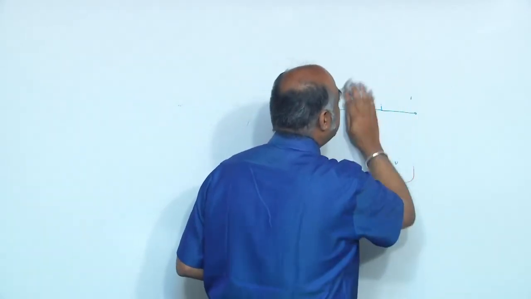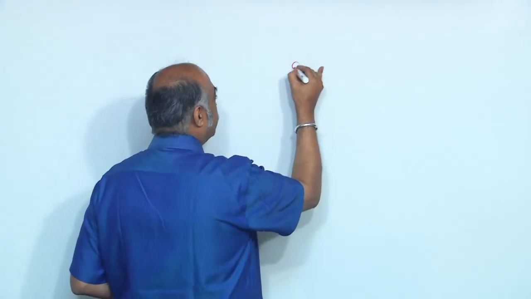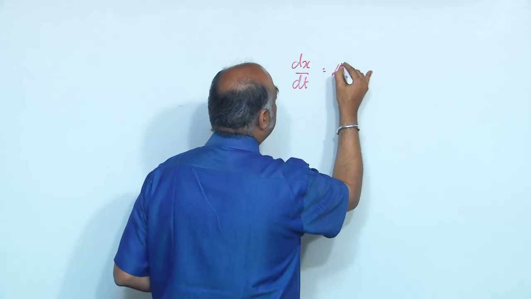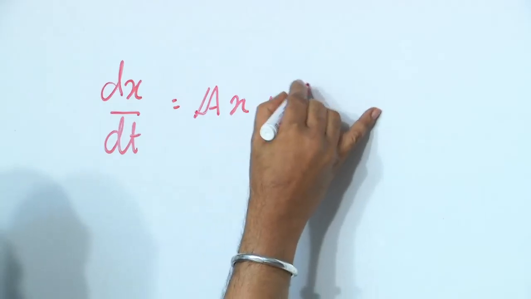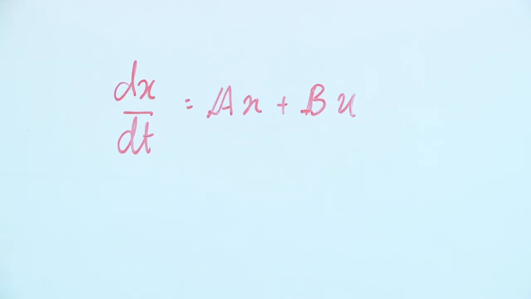In a practical system, all our models we have d by dt, right, we have dx by dt is equal to, okay, this is again for convenience, ax plus bu. So, what would be dx by dt? Slope, okay, slope of x, fine.